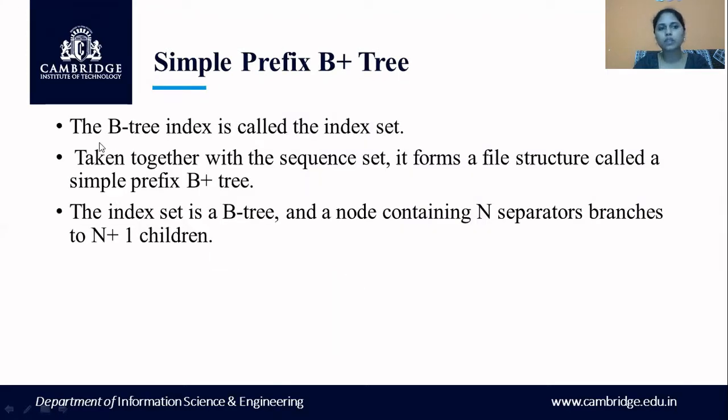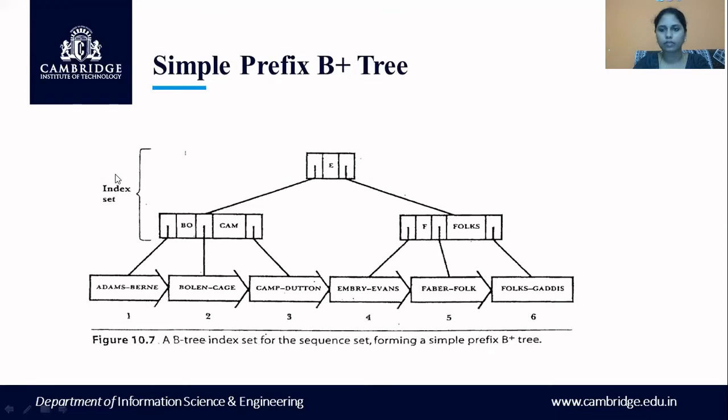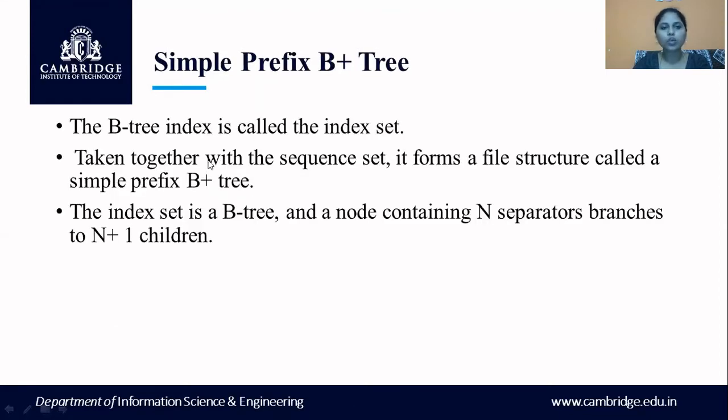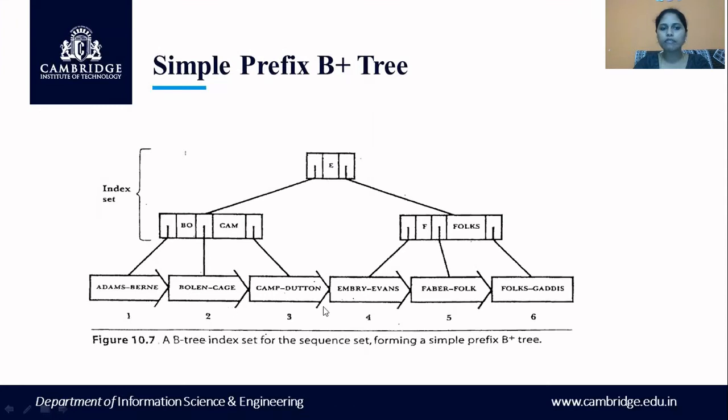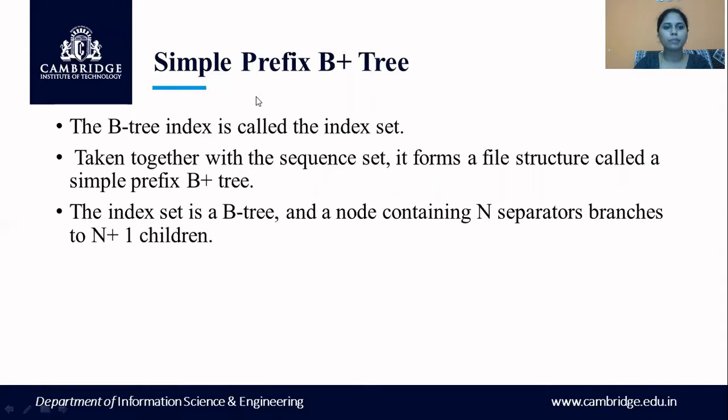So the explanation is given here. The B tree index is called the index set. The index set is given here in the graphical representation. Taken together with the sequence set, it forms a file structure called a simple prefix B plus tree. As I told you, the leaf node is the sequence set, combined with the index set, forming a new file structure called a simple prefix B plus tree.